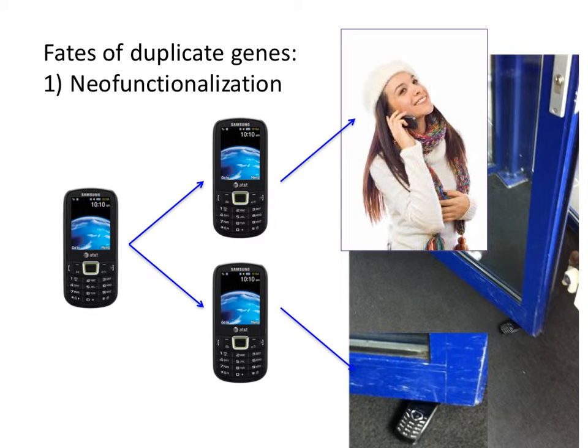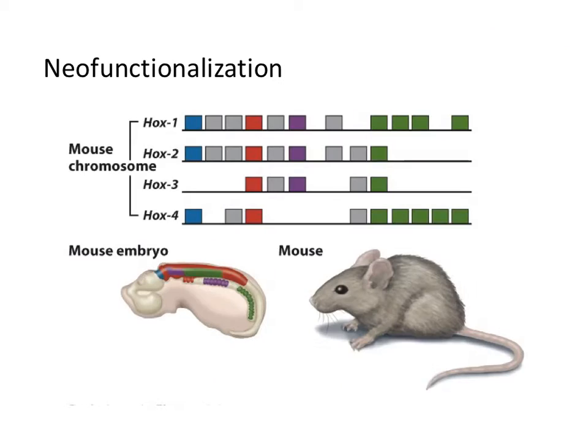So the important concept in all of these is the original gene keeps its original function. The new gene does one of 4 different things. Here it enables something new to happen. So that's neofunctionalization.